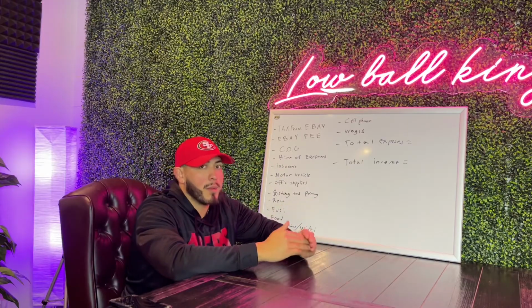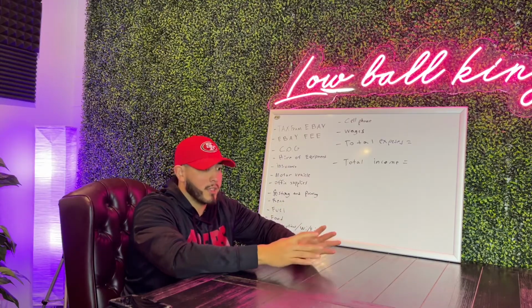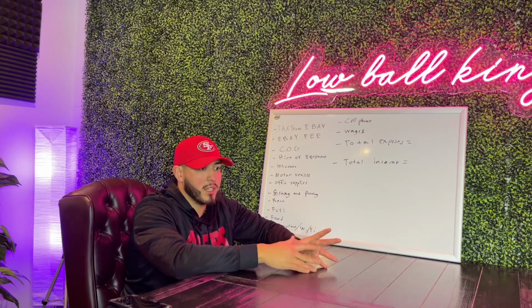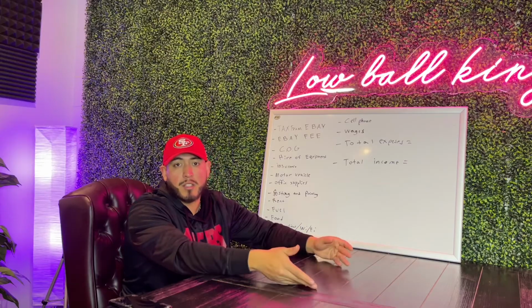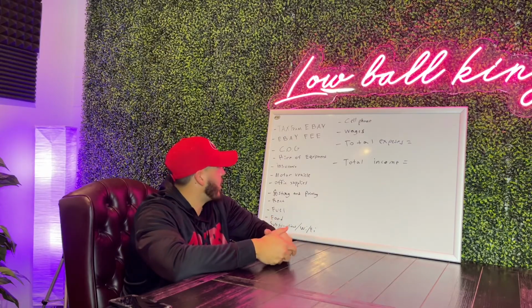And the way I determine my cost of goods per item is how many items were listed throughout the whole year and how much I spent. I just divide that up.